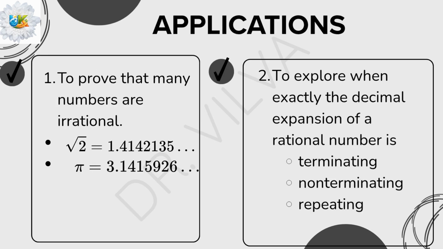Also, using this theorem, we can prove that many numbers are irrational, like root 2, root 3, etc. Additionally, we can use it to determine whether the decimal expansion of a rational number is terminating or non-terminating and repeating. Vrinda, I hope everything makes sense to you now.